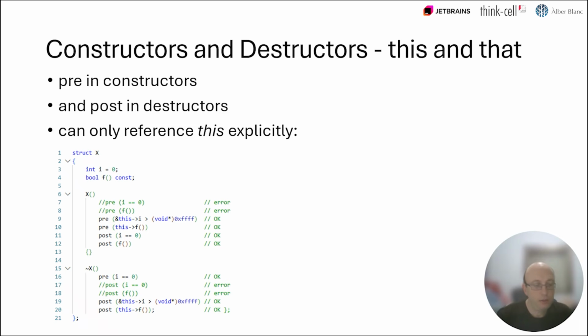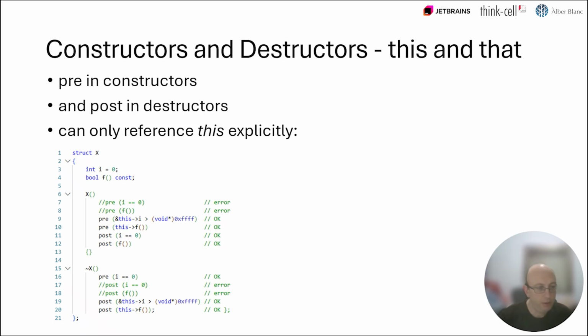Okay, now on to our next restriction, which pertains to preconditions in constructors and postconditions in destructors. In both cases, in C++26, they will be prohibited from implicitly referencing the this pointer, as in referencing non-static members of the current object. If they do want to do this, they have to explicitly use the this pointer. All of this you can see in these examples.